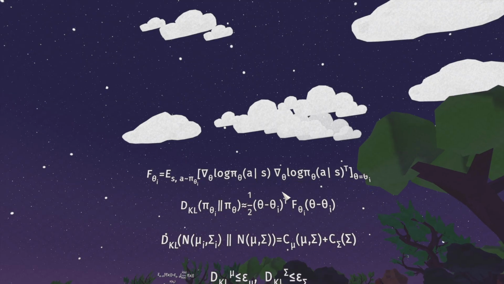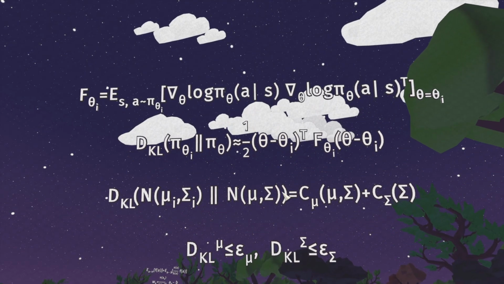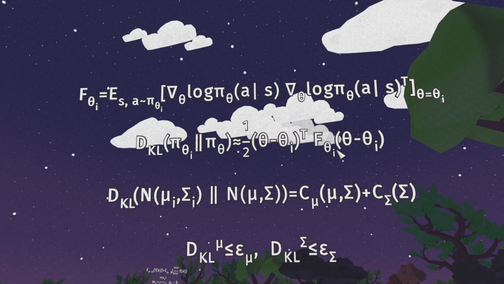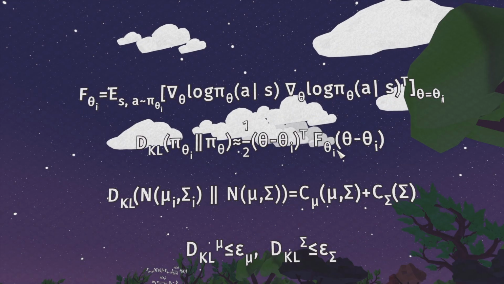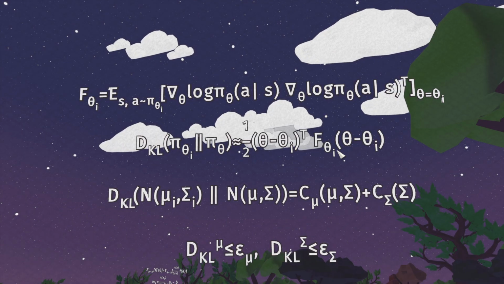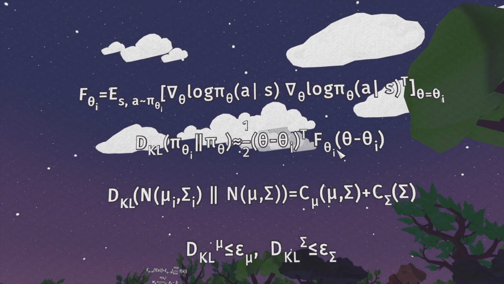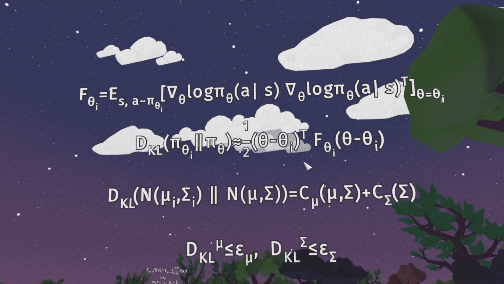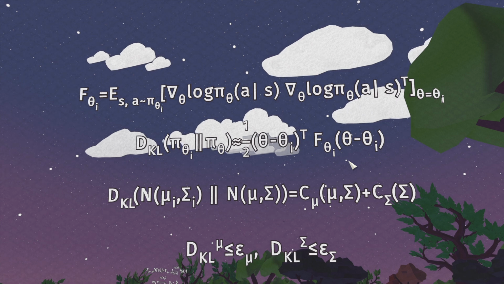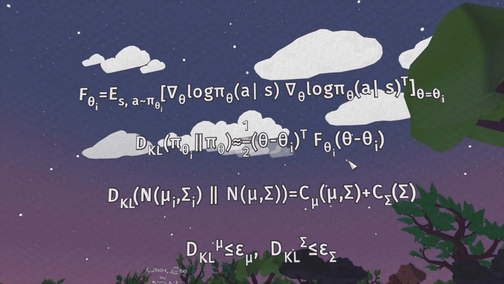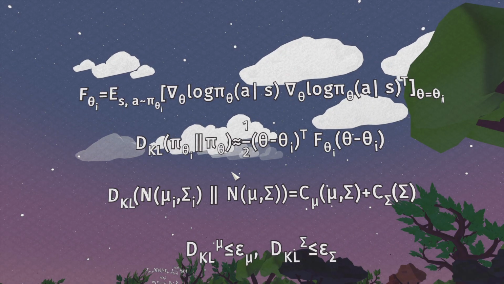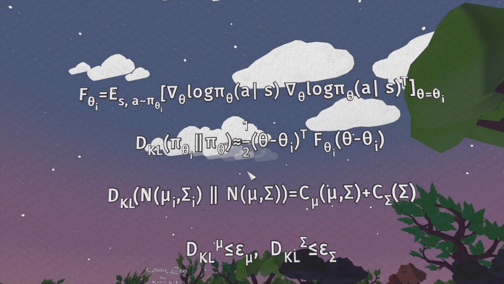The Fisher information matrix of a parametric policy at theta is this here, with the gradient of the log probability multiplied by its transpose, in expectation. A second-order Taylor expansion of the KL between pi theta_i and pi theta around theta_i gives this, scaled by 1/2, (theta minus theta_i) transposed times the Fisher information matrix times their difference.